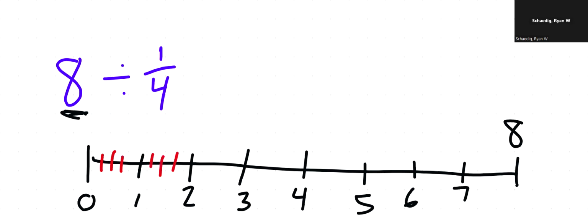This hole right here, which one could argue is technically the number 2, is also being cut into 4 pieces. So what we're noticing is that for every whole number, we're getting 4 pieces that are the size of 1/4.